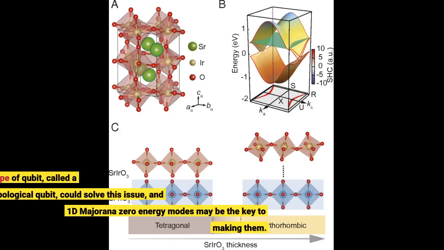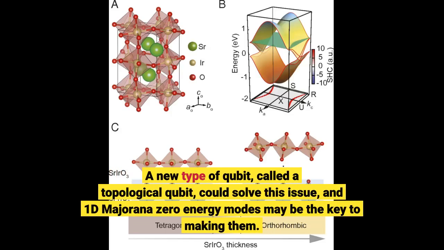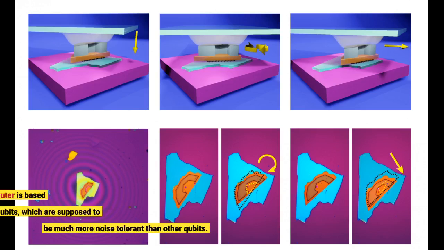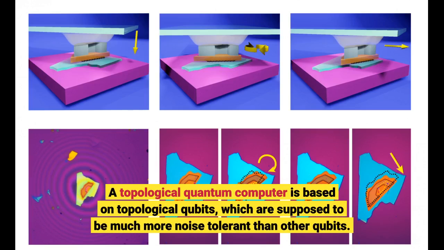A new type of qubit, called a topological qubit, could solve this issue, and 1D Majorana zero-energy modes may be the key to making them. A topological quantum computer is based on topological qubits, which are supposed to be much more noise-tolerant than other qubits.